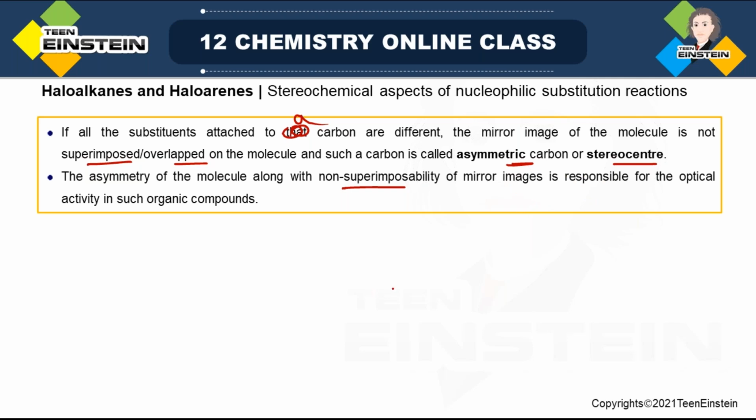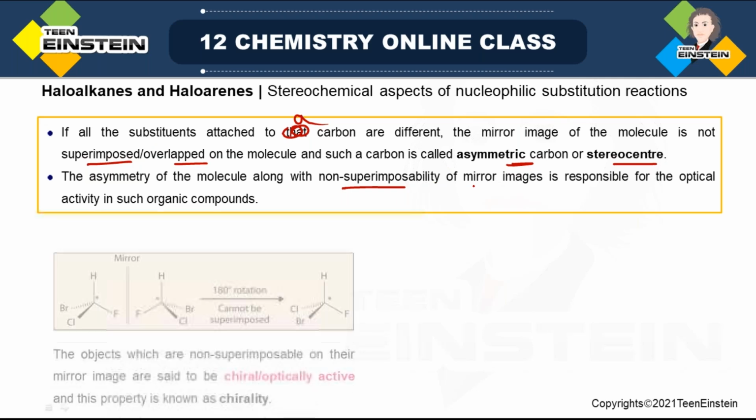So when you have this type of asymmetry, that is 4 different groups attached to the carbon, that means all the substituents are different, because carbon can have a maximum of 4 substituents, right? And all the substituents are different. And the second thing is there will be a non-superimposable relationship of the mirror image. If this type of situation is there, then only you can say that the molecule is optically active.